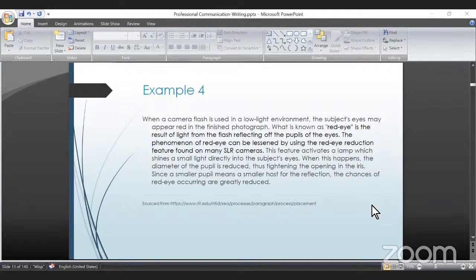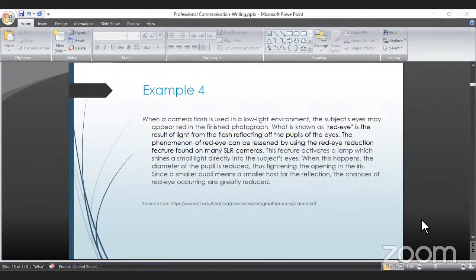No, ma'am. No, right? Okay, now look at this sentence. The phenomena of red eye can be lessened by using the red eye reduction feature found on many SLR cameras. See if other sentences tally up to that sentence. Do they connect? Yes, ma'am. Yes, right. So what is the topic then?